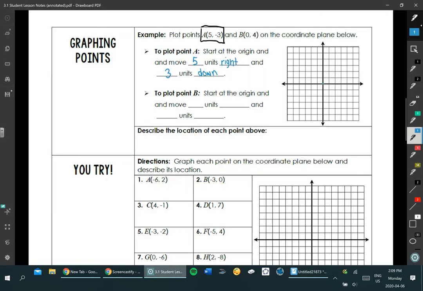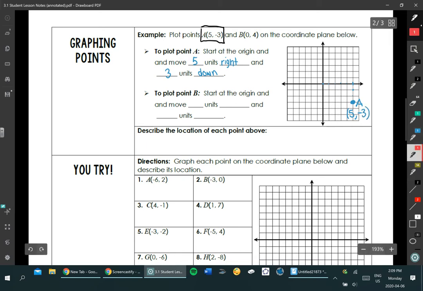So if we have a positive value of x, that means our x value is going to be 5 units to the right. So I'm going to count 1, 2, 3, 4, 5. So this is 5 right here. And I'm going to move 3 units down. So 1, 2, 3 right here. And that's going to bring me to my point A. And that point has the ordered pair 5, negative 3.